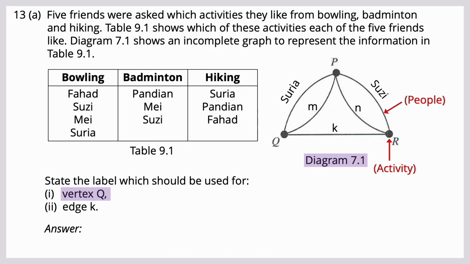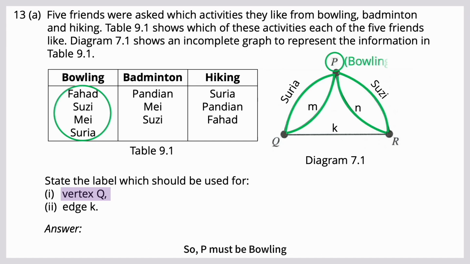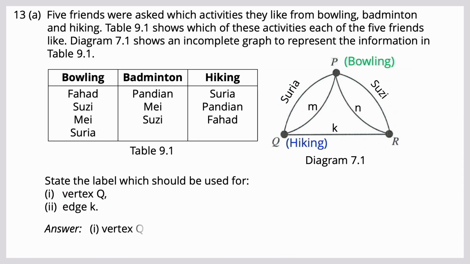In the graph, the point P has 4 edges connected to it. That means 4 people are connected to that activity. Only bowling has 4 people who like it. So, P must be bowling. Surya connects to P and Q. Surya likes bowling and hiking. Since vertex P is bowling, then vertex Q must be hiking.